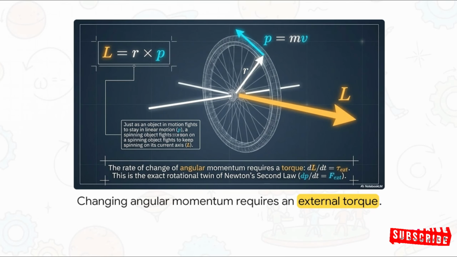Take a spinning bicycle wheel, for instance. Its angular momentum vector points straight along the axle. If you want to tilt that spinning wheel, if you want to change its angular momentum, you have to apply an external torque. This perfectly translates Newton's second law right into the rotational universe.